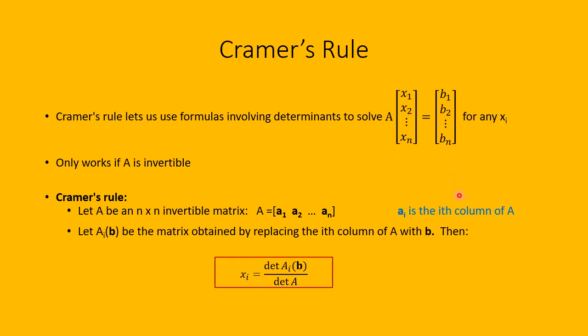Then, if you want to find the value of x sub i, it's given by this formula. The determinant of this matrix that we just talked about, A sub i of b, divided by the determinant of the coefficient matrix, the determinant of A. And this formula holds for i equals 1, 2, 3, all the way out to n. This formula is basically Cramer's rule.